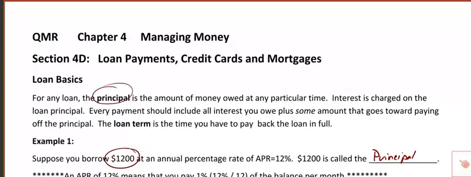All right, so we're going to finish working on Chapter 4 with this last section, Section 4D. And we'll be talking about loan payments, credit cards, which is basically a loan, working with mortgages. We'll see another, maybe one or two formulas that'll help us make some calculations with respect to these payments and the interest that we have to pay.